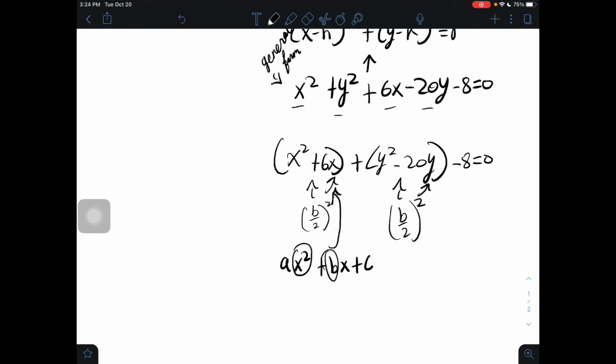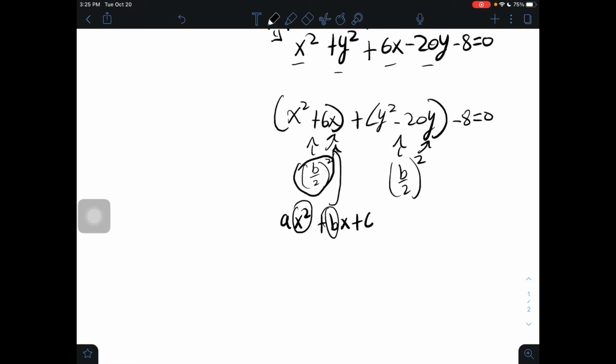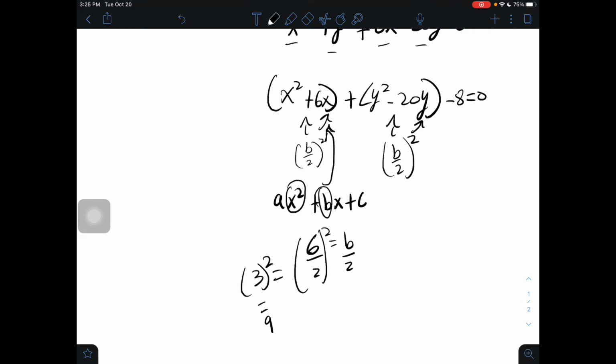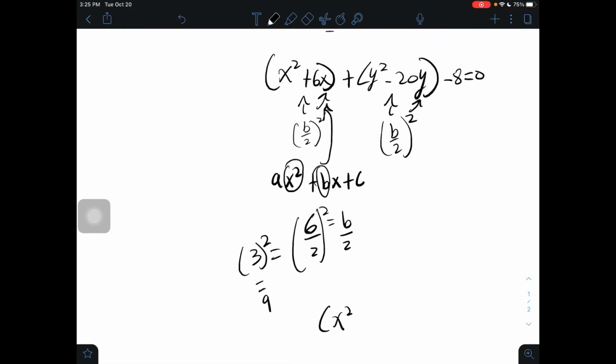So now, we take our b term, divided by 2, and square it, then add it back into our parentheses. So we have 6, which is our b term, divide it by 2, and then square that value. So 6 divided by 2 is just 3, and 3 squared is just 9. So that's what we're going to add into our x parentheses. So it's going to look like this: x squared plus 6x plus 9.